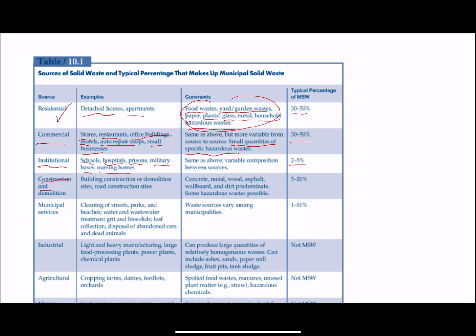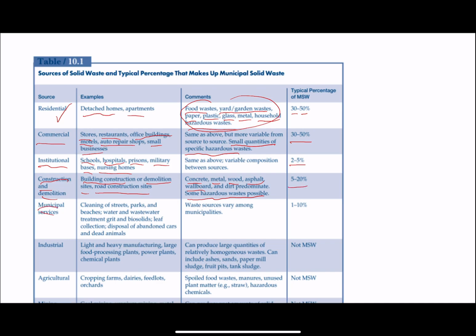Construction and demolition waste: building construction or demolition sites, road construction sites, and of course also road demolition sites. Concrete, metal, wood, asphalt, wallboard, and dirt, bitumen, some hazardous waste possible. All this might come from construction and demolition solid waste. This is 5 to 20%.